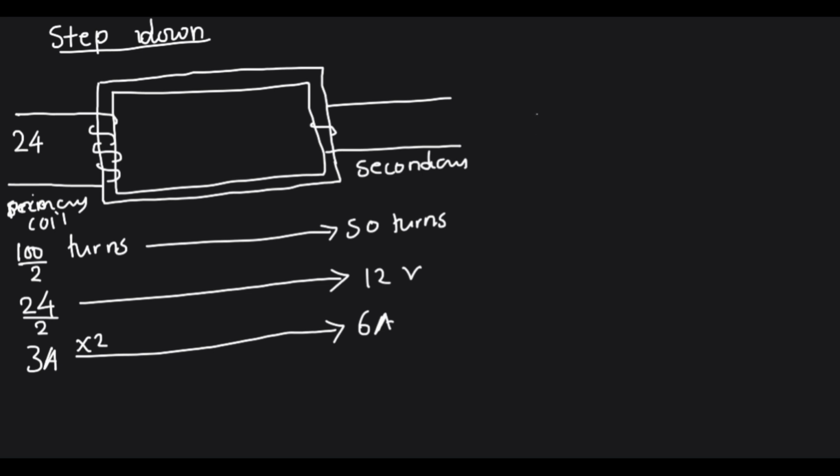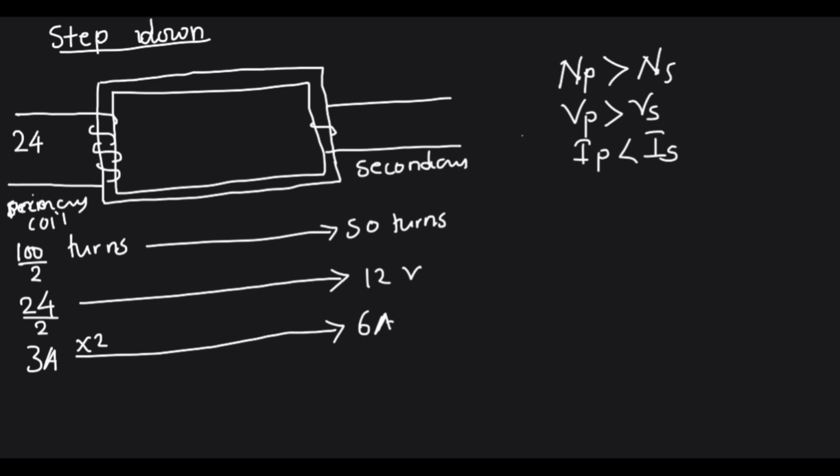So under mathematics, we can say the number of turns on the primary coil for a step-down transformer is greater than the number of turns on the secondary coil. The input voltage is greater than the output voltage. Then the input current is less than the output current.